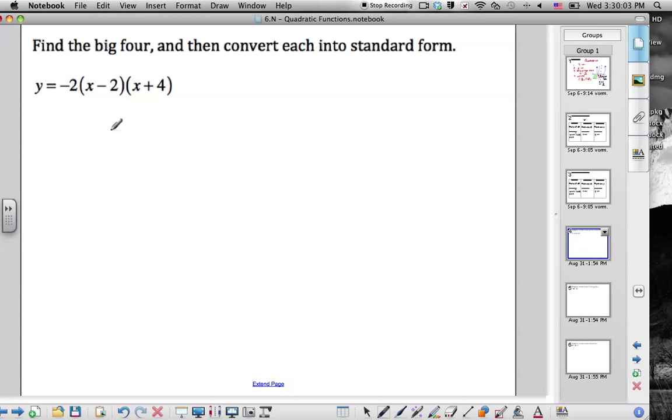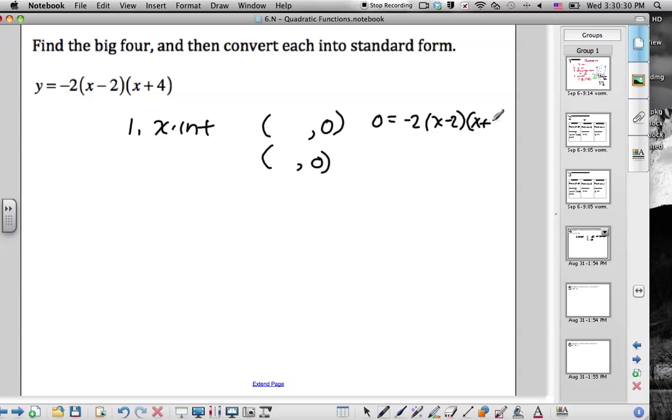So, the Big Four. Let's start off with what we know, which is our x-intercepts. That just means when our y is 0, what is x? If I put 0 in for y and write it out, I would have this. And now we all know to divide both sides by -2. I'm going to show you the long way first.